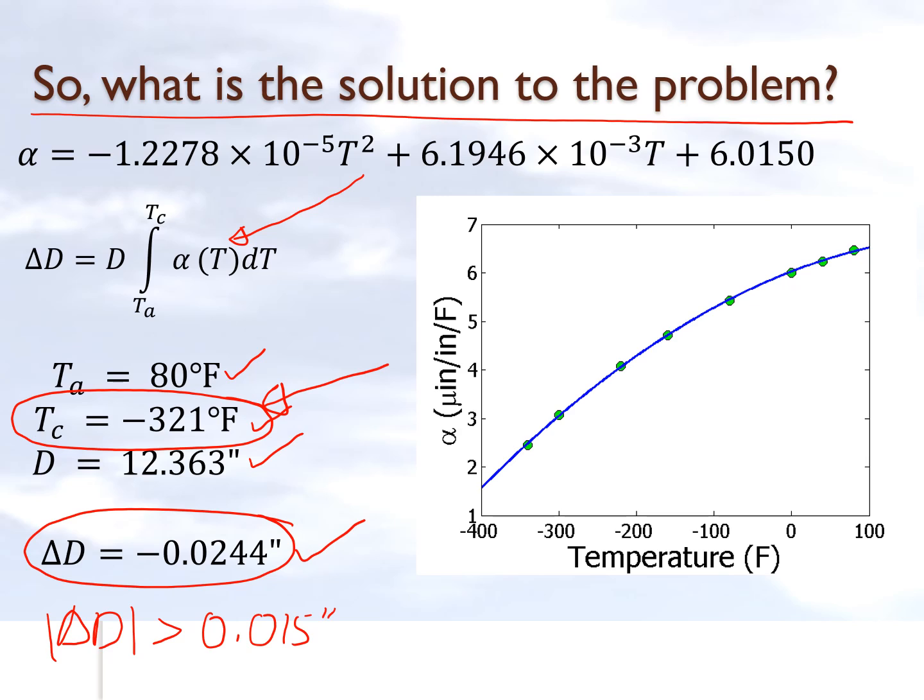So what we have done is that first we have used the correct model to show that delta D, the change in diameter, is not enough for it to have a proper shrink fit. So what we need to do is put it into a cooler medium, and that cooler medium would be, let's suppose, liquid nitrogen.